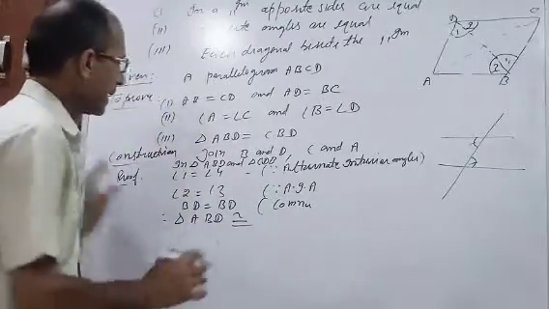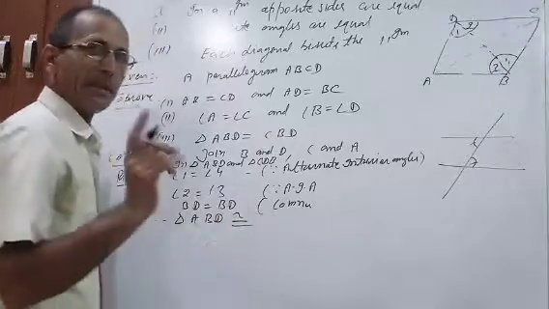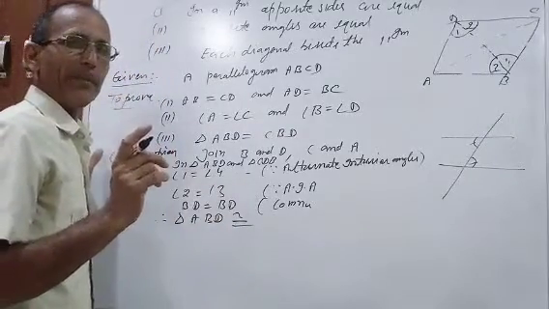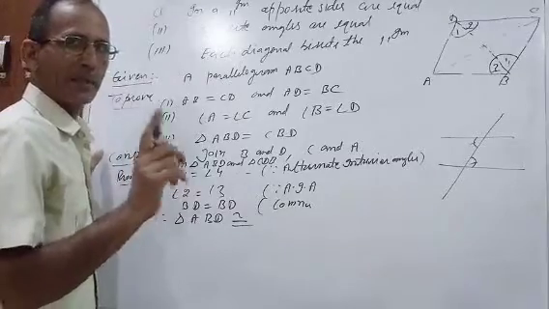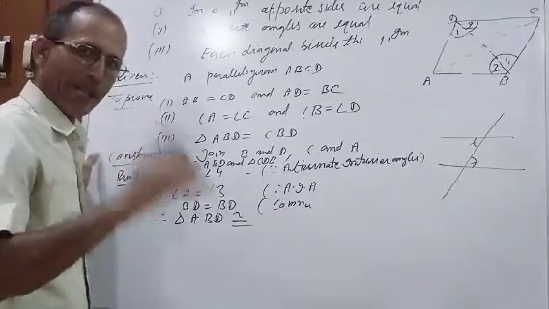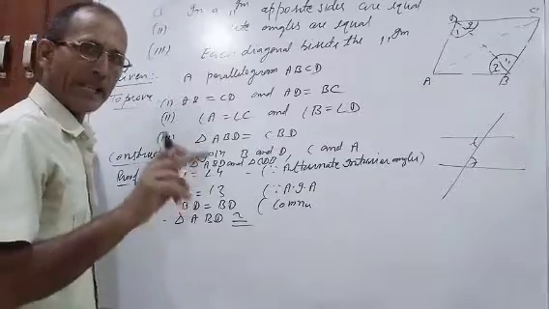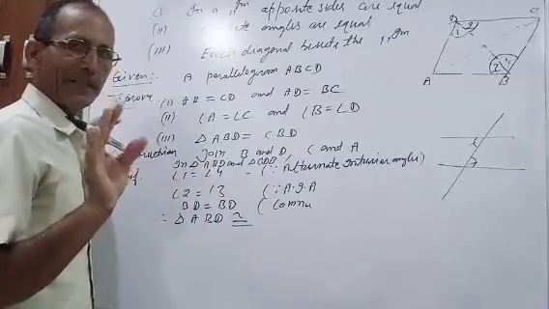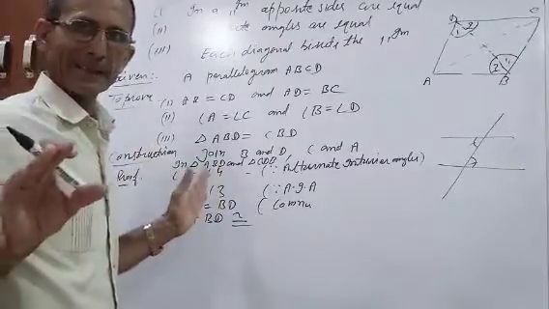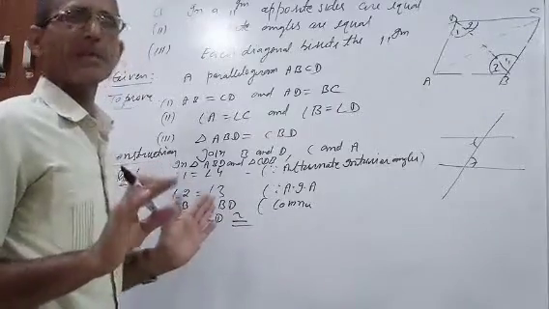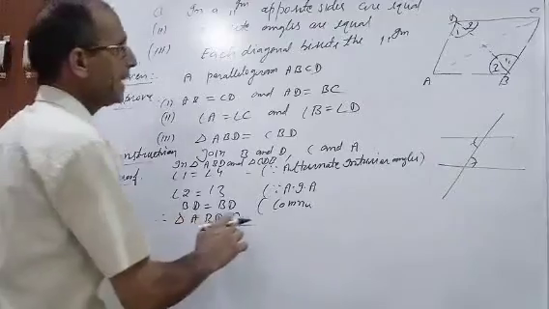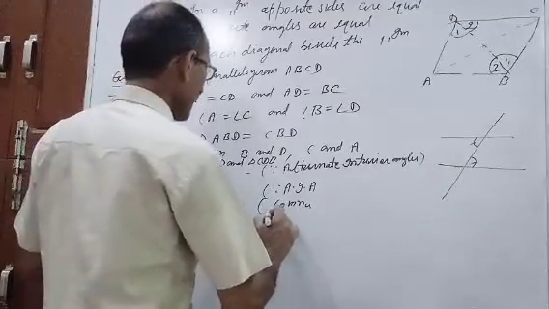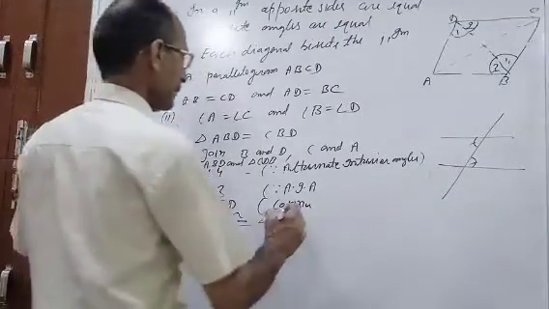So triangle ABD is congruent to triangle CDB. Similar means only same shape, not size. But in congruent, size and shape both will be equal. Same shape, same size: congruent. Only same shape: similar. It means alike; both are alike, so we can say similar. And congruent, same shape, same size. So ABD is congruent to triangle CDB.